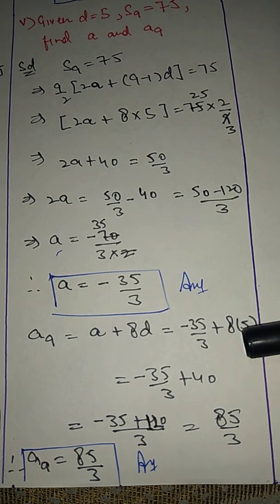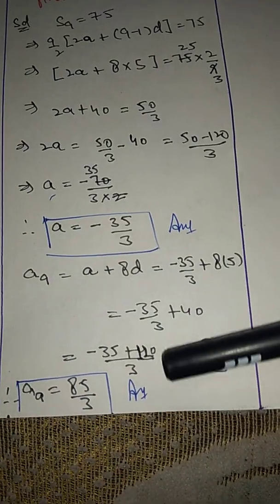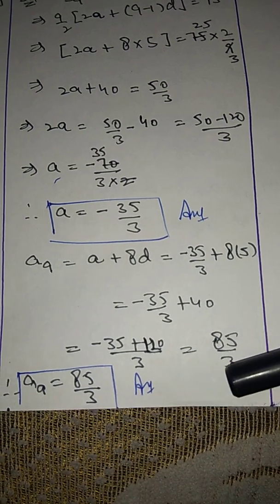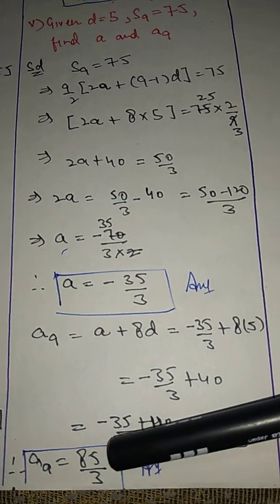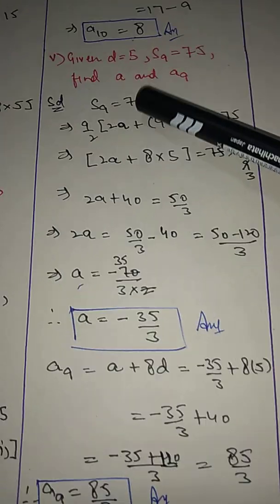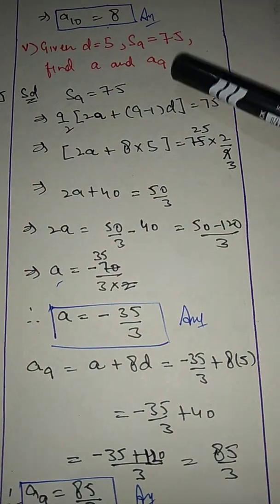The value of d is 5, that is 8 and 5 40. 40 minus 120 is again... 120 minus 35 gives 85 by 3. That is, a9 is 85 upon 3. So this is part number 5 where we have to find the value of a9.